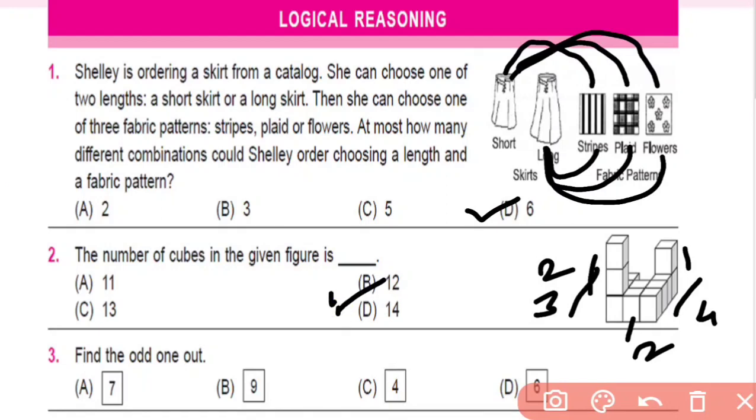Question number 3. Find the odd one out. A is 7, B is 9, C is 4 and D is 6. 7 is a prime number; 9, 4 and 6 are composite numbers. So which is odd? 7. So A is the correct answer.